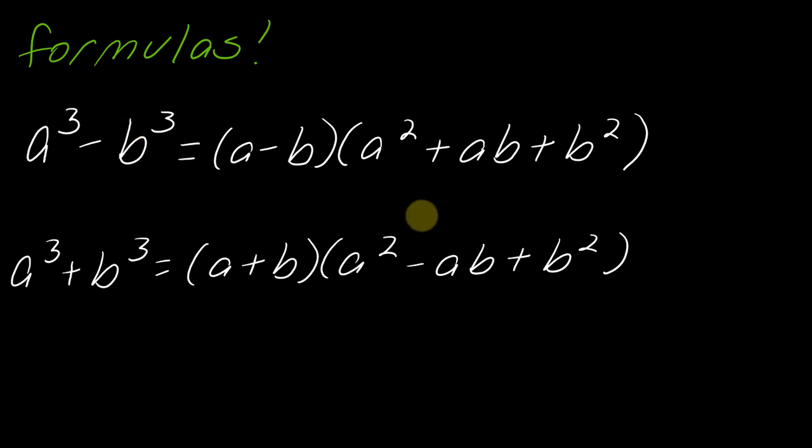Now, if you are in a situation where you need to remember these, I do think that there are a few things that make this a little bit easier. These are very, very similar formulas. The good news is that, so for a cubed minus b cubed, it starts with a minus here in the smaller term. The rest stays positive.